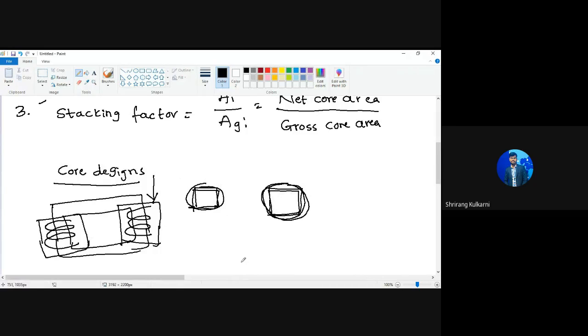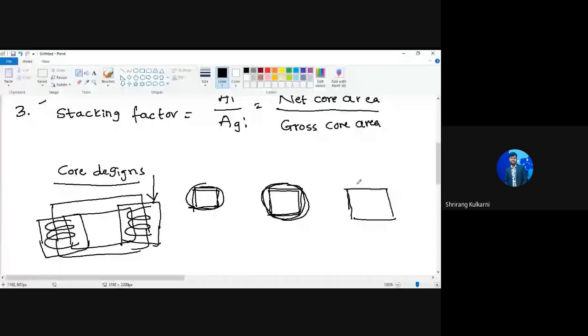Sometimes the core is not square, it can be of this type. So the winding becomes this type. These are called steps: 2 step, 3 step, multi layer steps. It is a rectangular core. It is a stepped core. So like this we have the core designs, and this is called the circumscribing circle. When there is a core and the winding around it is of this type, this circle is called the circumscribing circle.